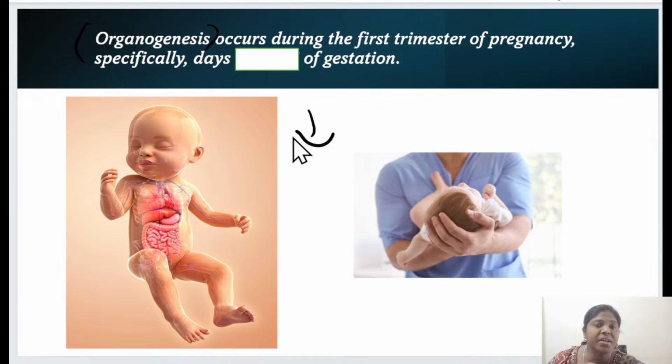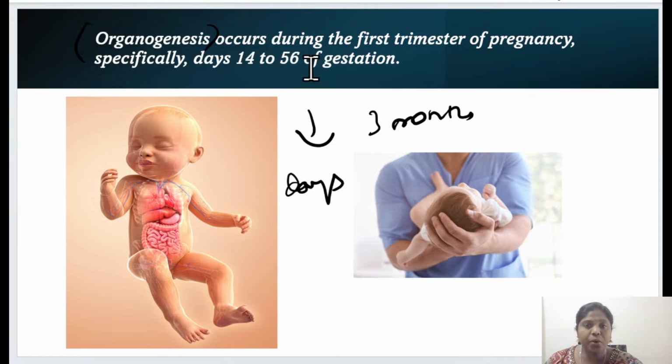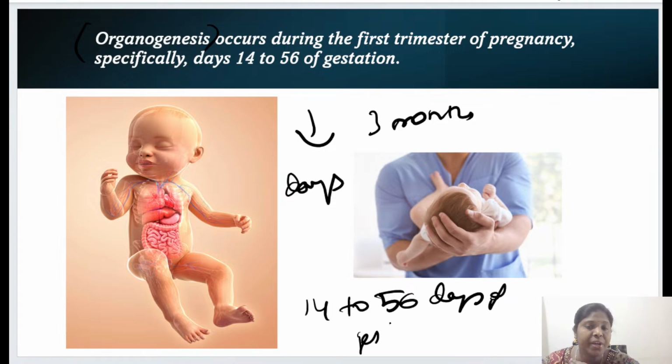So, it occurs during the first trimester, during the first 3 months of pregnancy, but especially on certain days. I am asking here, what will be the days? So the days will be from 14 to 56 days of gestation. So, it already starts from the 2nd week of gestation. Exactly, okay. So, Suha, you are saying it as 6 weeks, right? Okay.